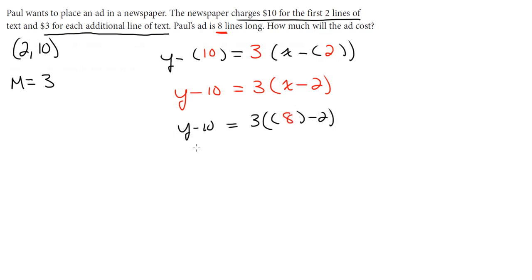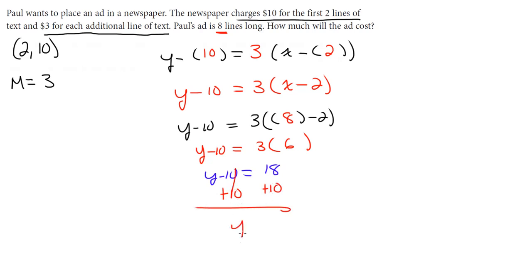We work this out. So y minus 10 equals 3 times 8 minus 2 is 6. Y minus 10 equals 3 times 6 is 18. Then we just add 10 to both sides. And we see that y equals 28. So it's going to cost Paul $28 to place an ad that is 8 lines long.